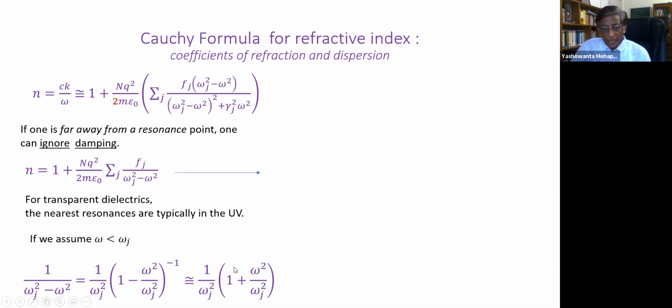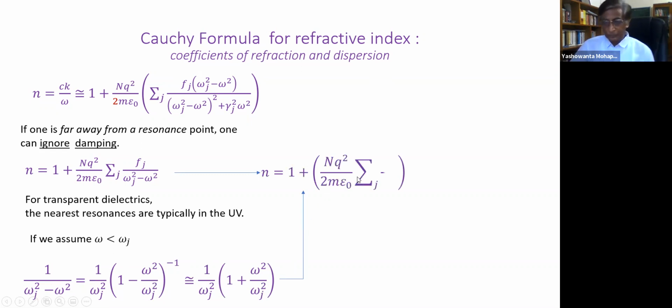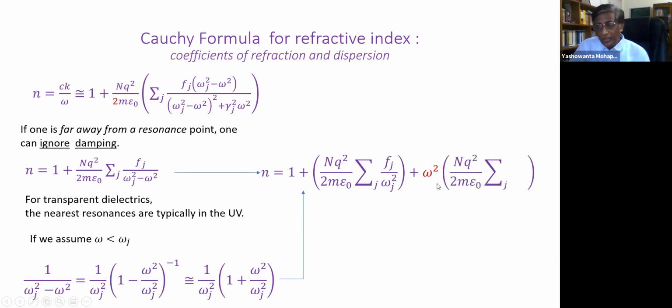So this can now be rewritten with this simplification as n is equal to 1 plus a term with omega j square, plus a term which is omega square N q square by 2 epsilon naught m omega j to the power 4. I have taken omega common, hence it turns out to be omega j to the power 4. But these are all constants that are j dependent, that is, for that particular material or species. What you really get is n equal to 1 plus something plus omega square into something, which are all dependent on that specific material or situation.